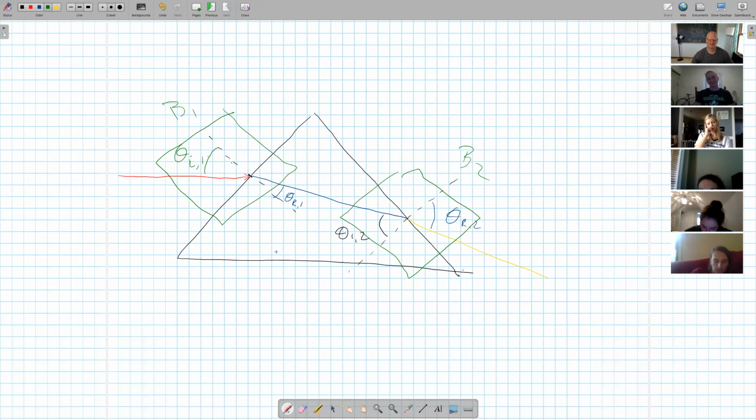For this boundary, the incidence has an index of refraction of 1. So I get 1 times sine of theta incident 1 must be equal to N2 sine of theta refracted 1. Across this boundary, it's now coming from an index of refraction of N2, so I have N2 times sine of theta incident 2 must be equal to N over here, but this N is simply 1 because it's going back into air, times sine of theta refracted 2.